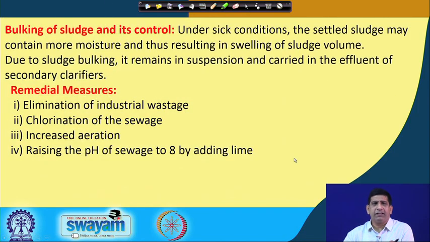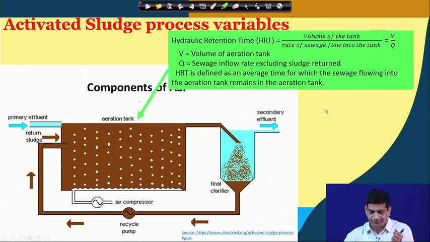So, now there is some other stuff like bulking of sludge and its control under such conditions. The settled sludge may contain more moisture, resulting in increased sludge volume. Due to sludge bulking, it remains in suspension. So, we try to eliminate the industrial waste, chlorination of the sludge, increased aeration, raising the pH of the sludge, and all those kinds of things.